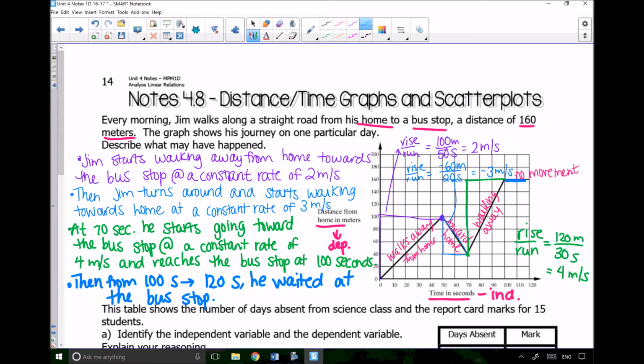Okay, now we're going to talk about a scatter plot. Scatter plots are a little bit more complicated than distance time graphs, so make sure you've got that mental stamina and you're ready to focus on what I'm going to say next.